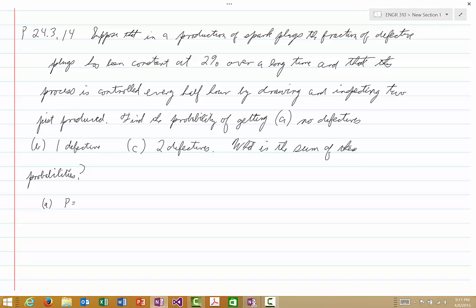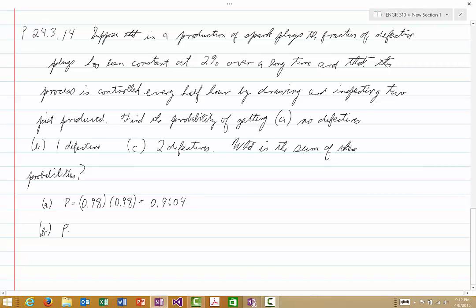Now, if the probability that a single plug is defective is 2%, then the probability that it's not defective is 98%. So the probability that the first one is not defective is 0.98, and the probability that the second one is not defective is also 0.98. And so the overall probability we get for A will be 0.9604.